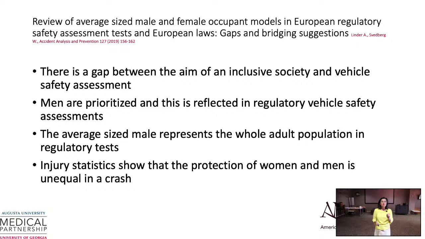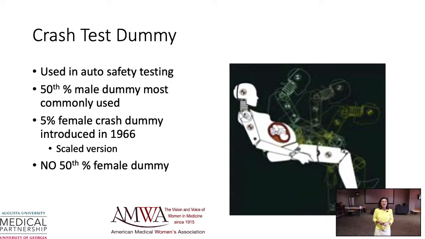So there's no question that the way that the studies have been done in the past is very much for the male population and not for the women. So that the protection for women in a crash was unequal to the protection of men in a crash. Now, it would be fabulous if we had crash test dummies that had all different shapes and sizes, and we do, but currently, 50% of the time, the male dummy is the most commonly used. And even though we do have female crash dummies, they've been there since 1986, they're only used in about 5% of the testing.